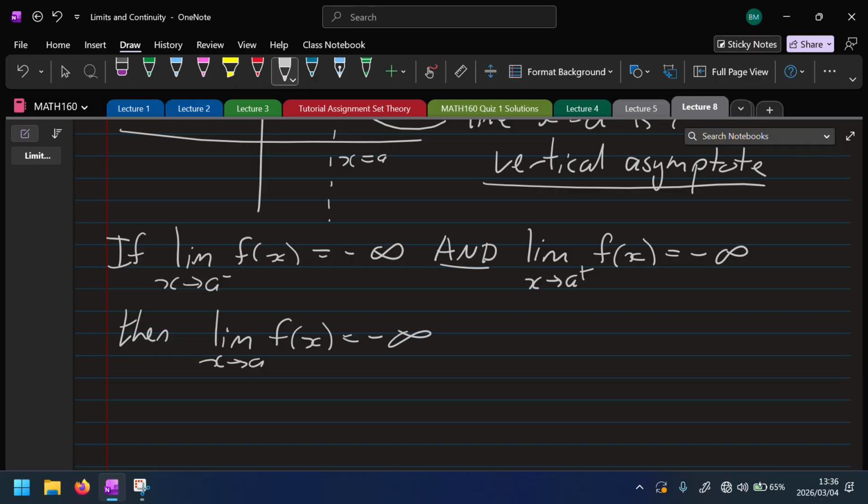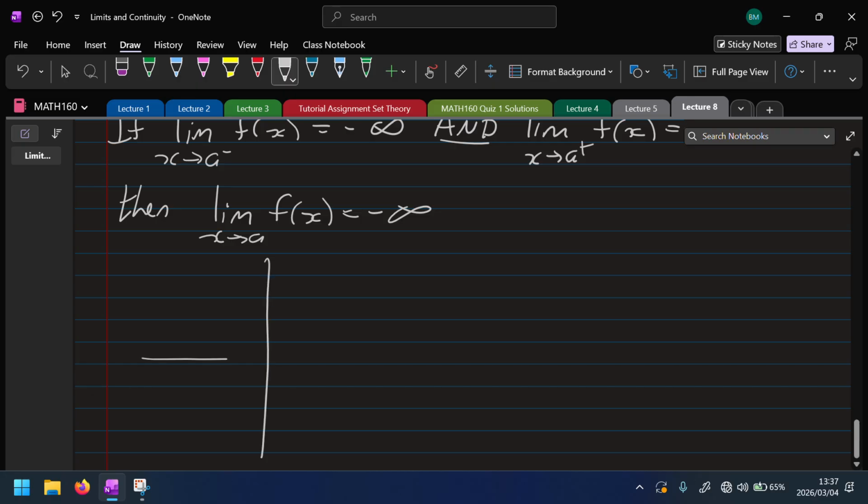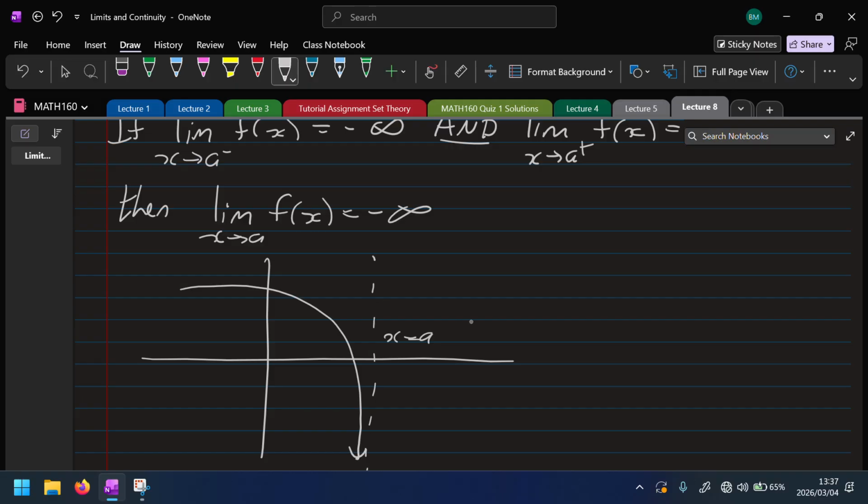Okay. And again, we can have a similar picture. On the left side, it's going down to minus infinity. On the right side, it's going down to minus infinity. So we say the limit is minus infinity. Okay, so we have x equals a. On the left side, it's going down. On the right side, it's going down. So on both sides, it's going down to minus infinity. So the limit is minus infinity.